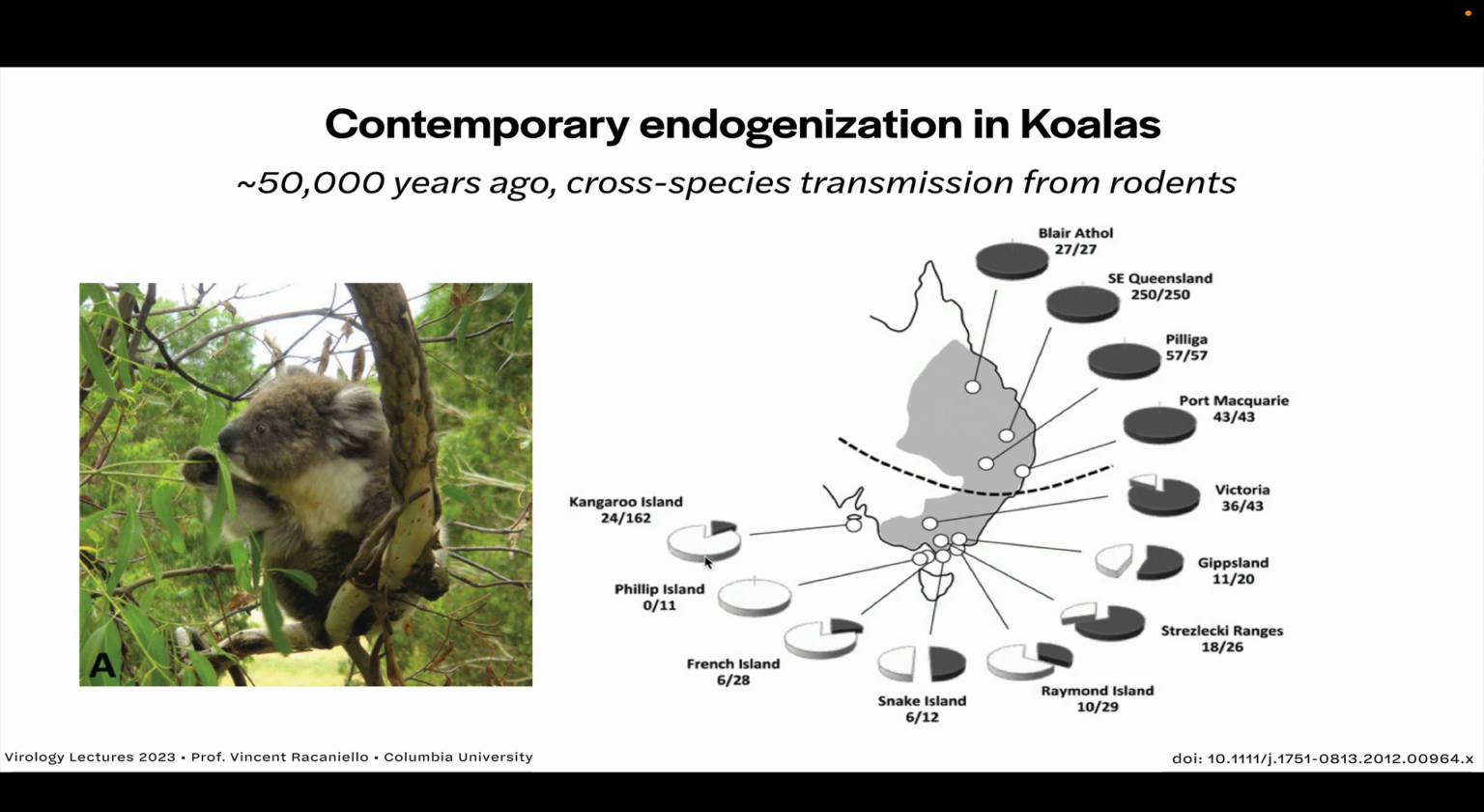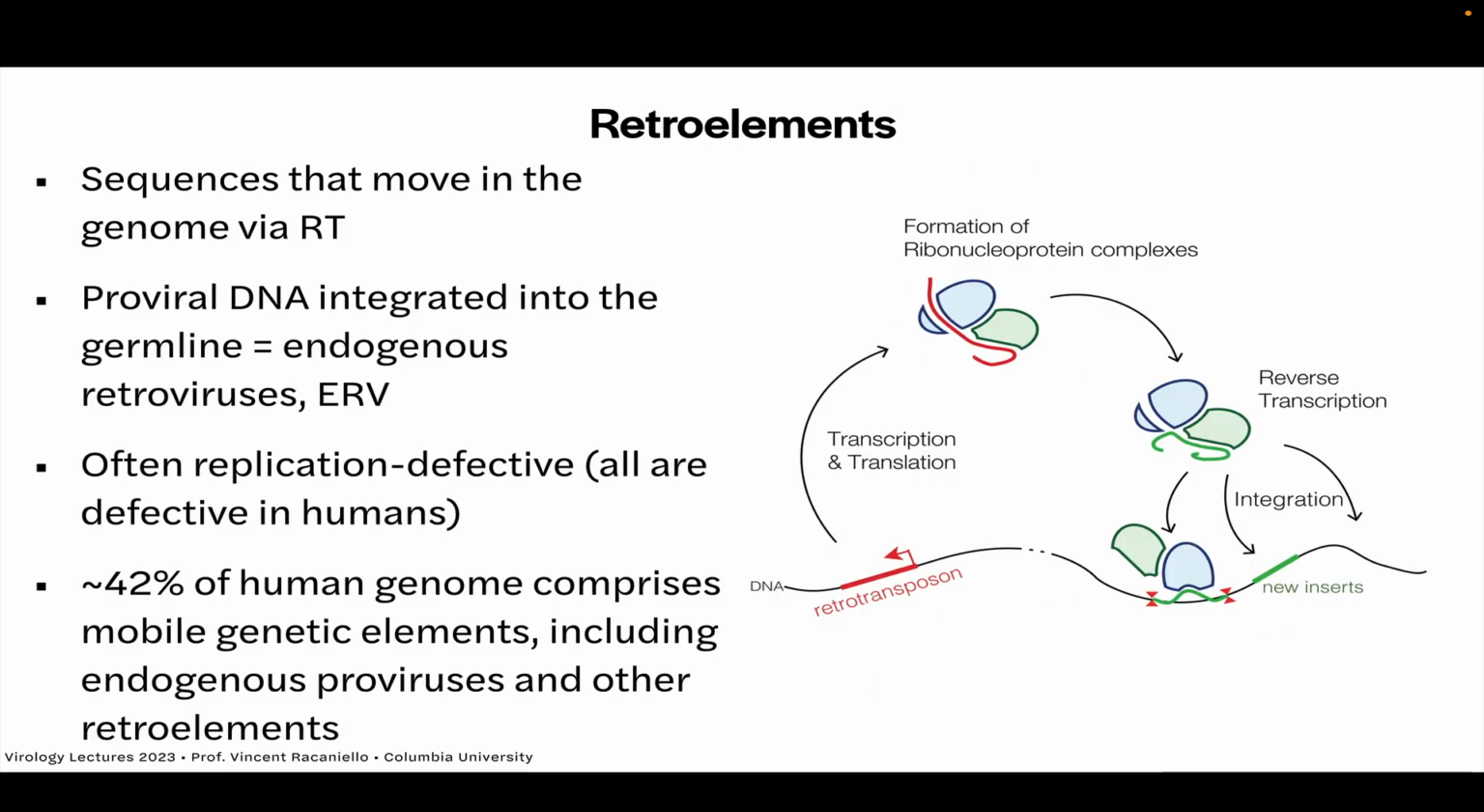So this is real-time endogenization, and we can study it. I've used this term retroelements a few times already. Let me define what I mean by that. A retroelement is nothing more than a sequence that moves around the genome by reverse transcription. Here's an example of that.